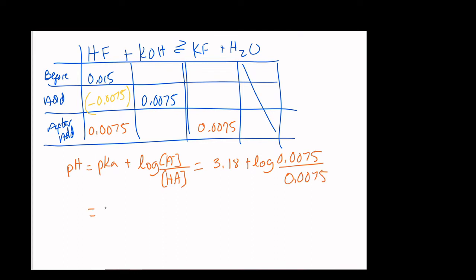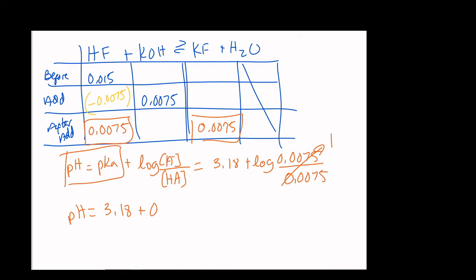So the pH is equal to 3.18, okay? Because the log of 0.0075 divided by 0.0075 is what? It's 1. And the log of 1 is 0. So at the point where you have equal moles of acid and its conjugate base, the pH is equal to the pKa. So where you have equal moles of acid and conjugate base, the pH is equal to the pKa.